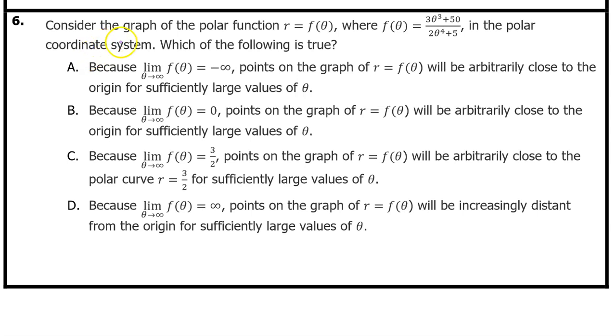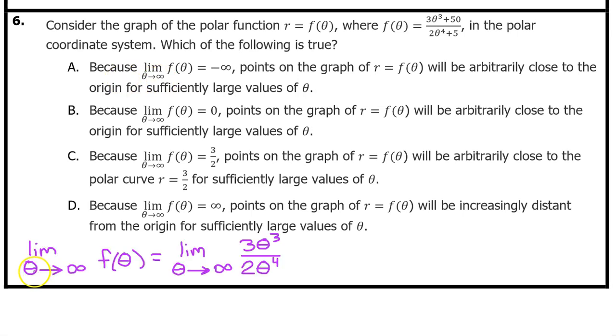Number 6. Consider the graph of the polar function r equals f of theta, where f of theta is equal to this expression in the polar coordinate system. Which of the following is true? All 4 options are about the limit as theta approaches infinity. As theta approaches infinity, only the highest degree term in the numerator and the denominator is going to actually matter. We can ignore the plus 50 and the plus 5 without changing the limit.